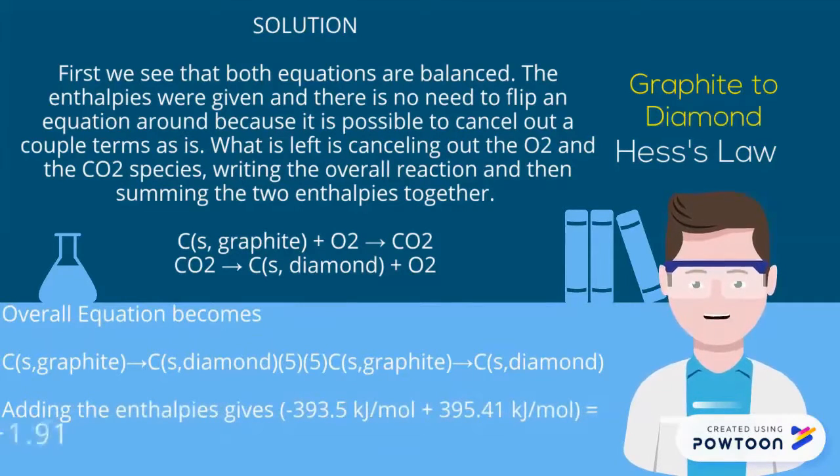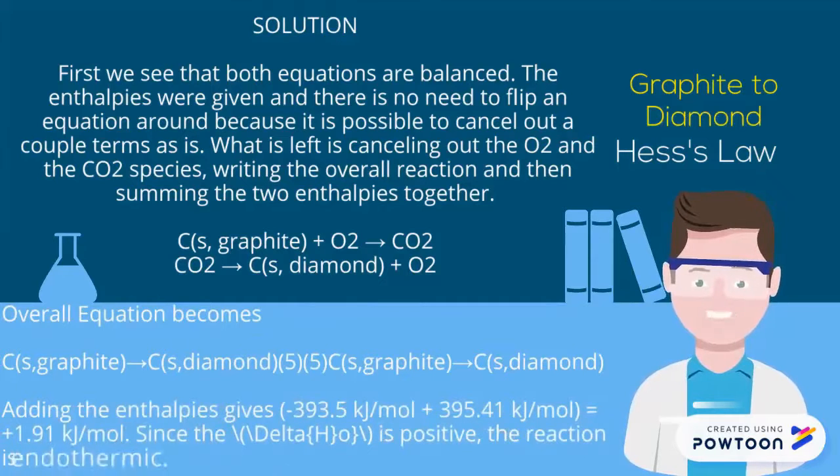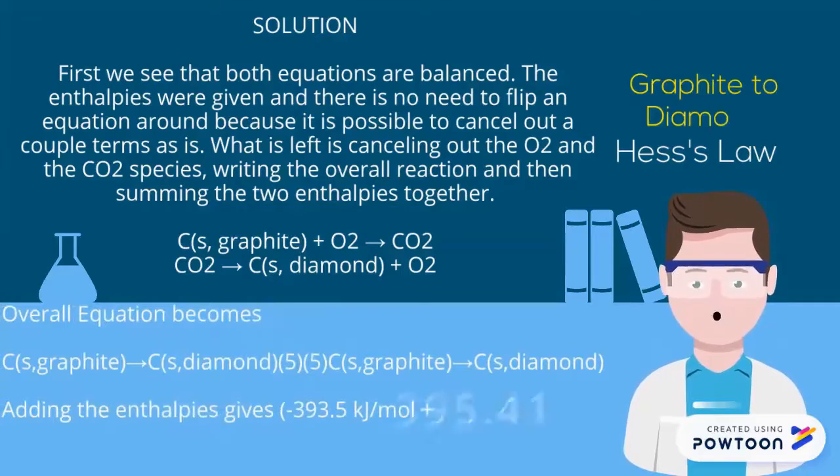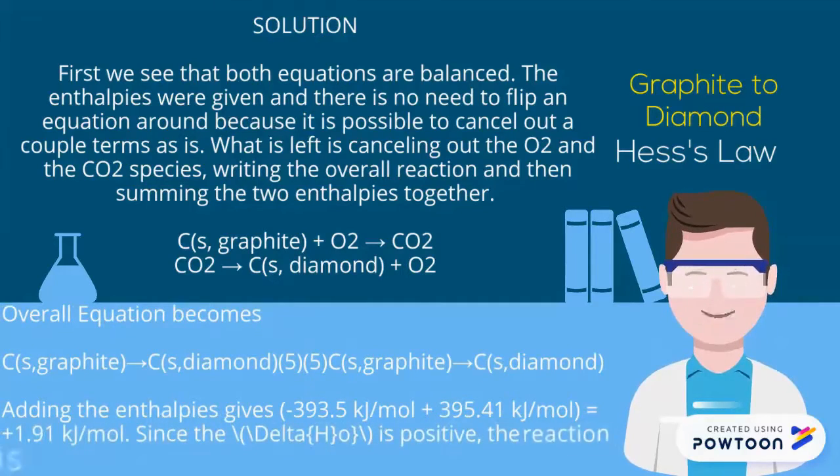First, we see that both equations are balanced. The enthalpies were given and there is no need to flip an equation around because it is possible to cancel out a coupled term as is. What is left is cancelling out the O2 and the CO2 species, writing the overall reaction, and then summing the two enthalpies together.